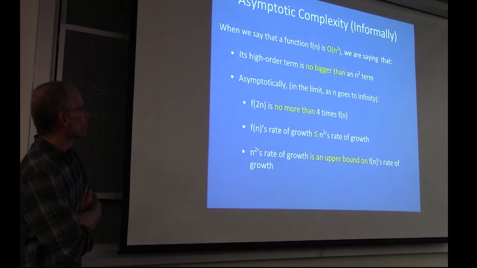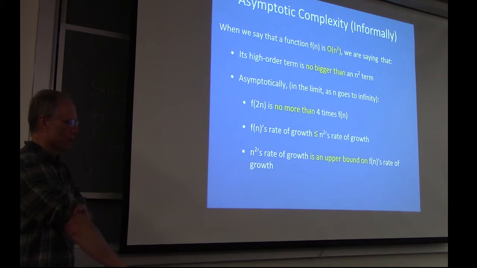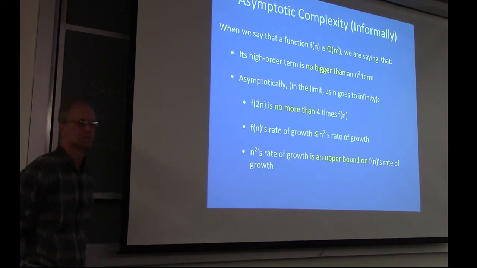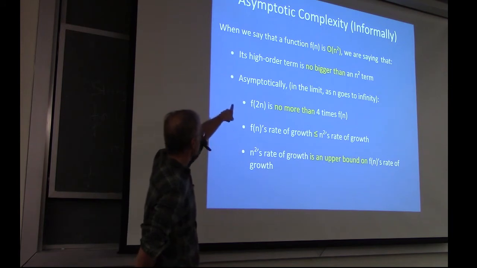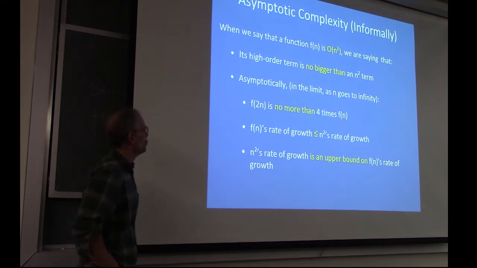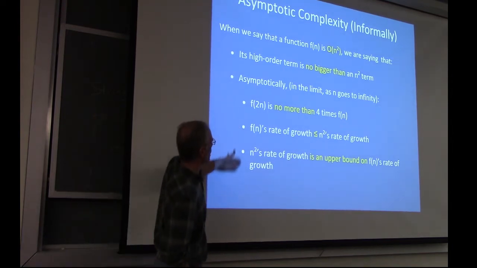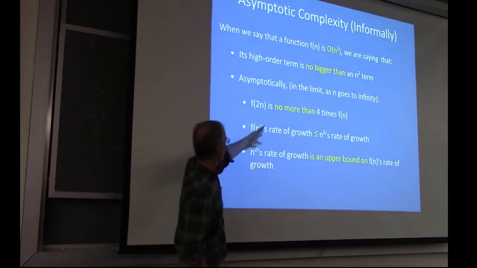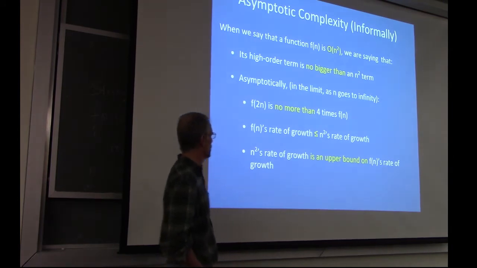Okay? So we use big O to put an upper bound on the high order term of the running time or the space consumption or whatever we're trying to characterize of an algorithm. So it just gives you a way to put upper bounds on things. So another way to talk about it is asymptotically. In other words, as n goes to infinity, f of 2n will be no more than 4 times f of n. So this is putting limits on the rate of growth. Or we may say f of n's rate of growth is less than or equal to n squared's rate of growth. Or n squared's rate of growth is an upper bound on f of n's rate of growth.